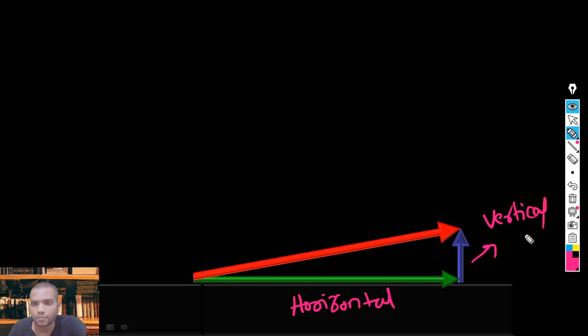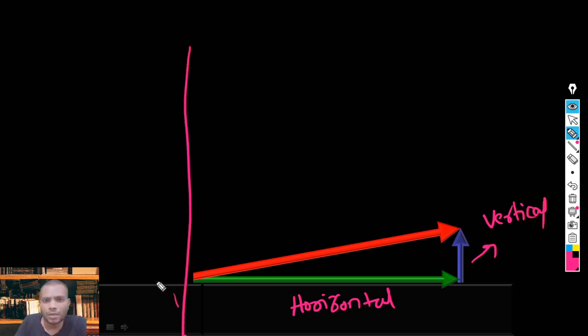Here the red vector is breaking into two components, the green component and the violet component. They have their names. This is known as the horizontal component, and this is known as the vertical component. If I draw this as a two-dimensional plane, this is the horizontal axis and this is the vertical axis.